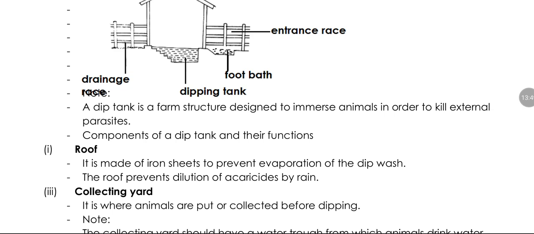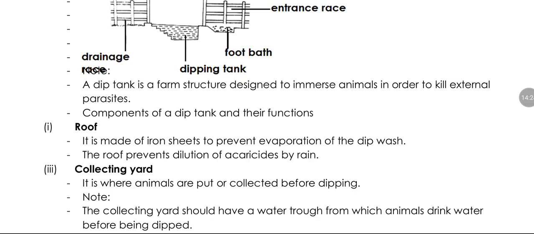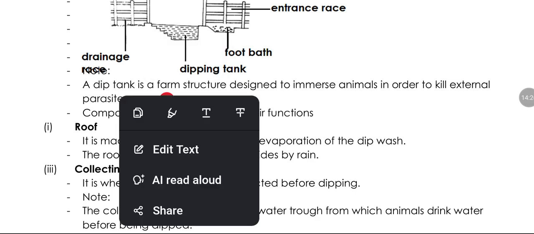So also the roof prevents the dilution of acaricides. Dilution, to dilute means to make weaker. So if the dipping tank was just in open space, when the rain falls into that dip wash, or what we call the acaricides, what does it do? It dilutes it. So that roof prevents that water from entering the dipping tank, so that the chemicals are not diluted. I never talked about the drainage race.